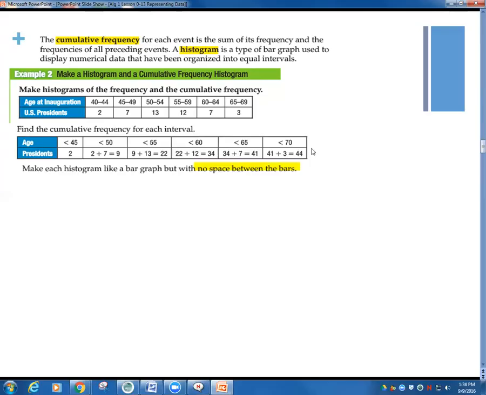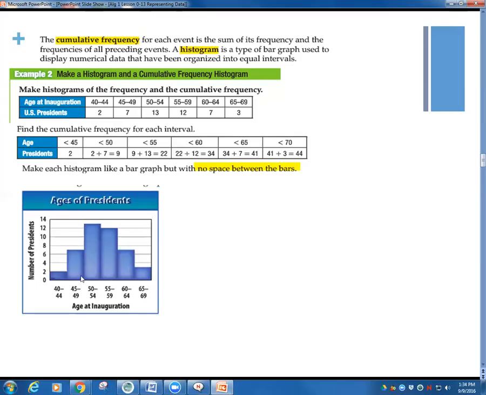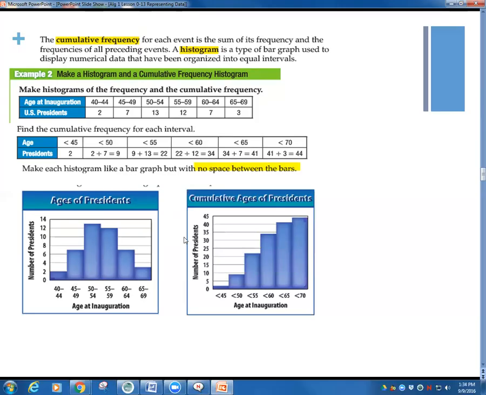Now make each histogram like a bar graph, but with no spaces in between the bars. So you have your horizontal axis that gives you the age ranges, and the vertical axis that gives you the number of presidents. Now this is just a histogram, okay? And you could see that it kind of peaks at between 50 and 54 and 55 and 59 as their ages, and then it kind of tapers off. Now that is a histogram. Now, a cumulative frequency histogram is going to look like this because you're adding each previous one into the total from that point forward. Okay?